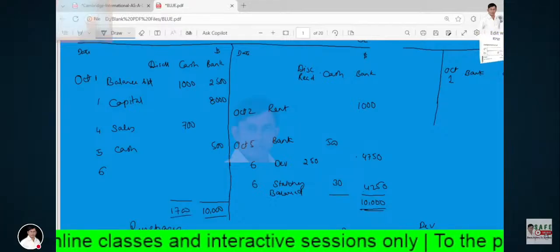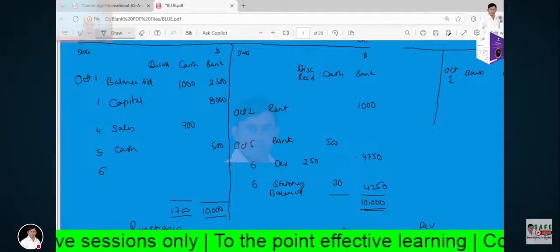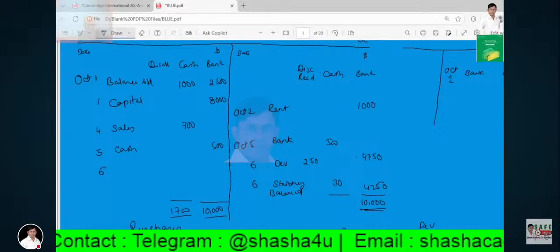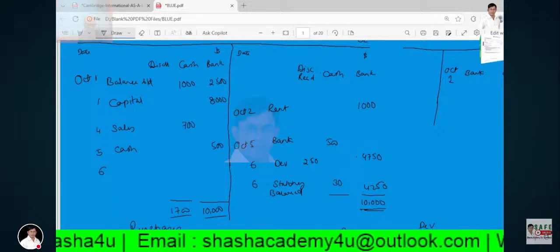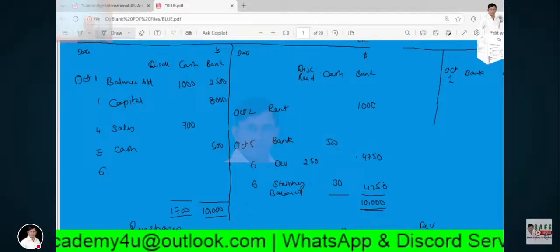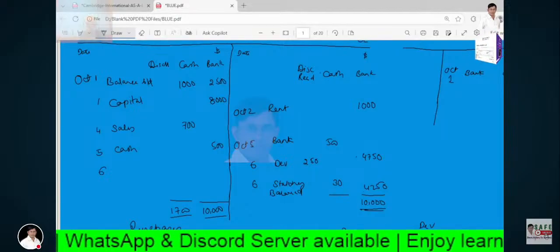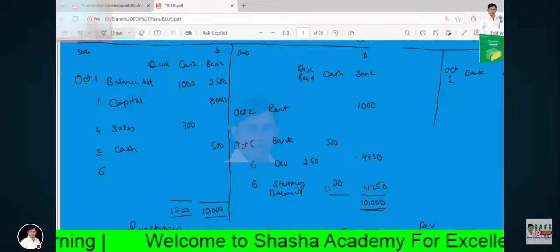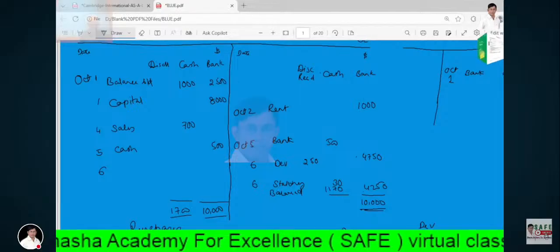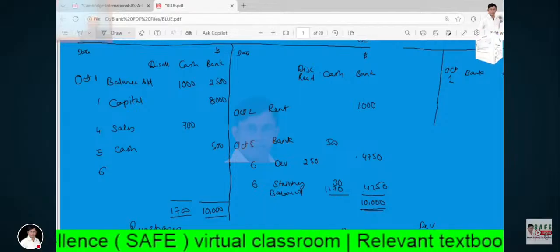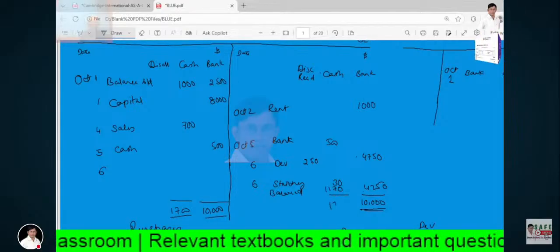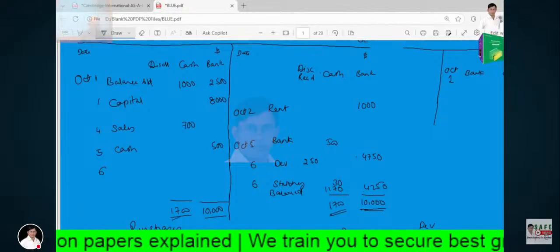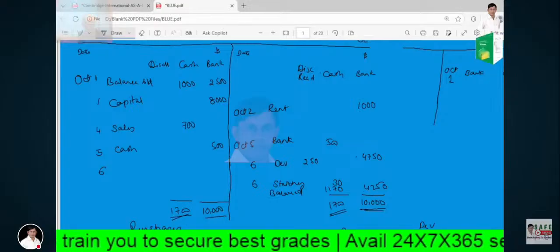So here it is 530. 1,700 minus 530 is 1,170. So you write down 1,170 here, so that the total on both the sides becomes the same. This side is also the same, because it is on the credit side. This is how balancing is done.